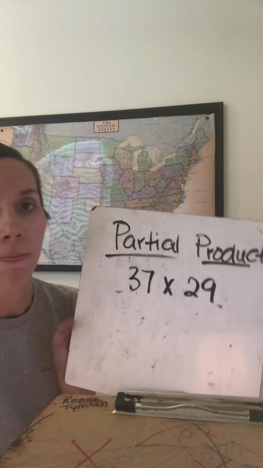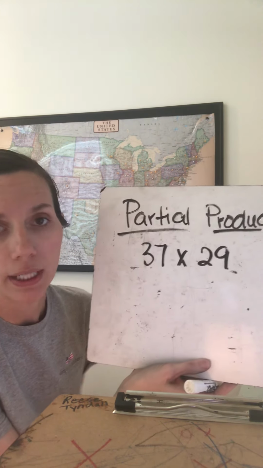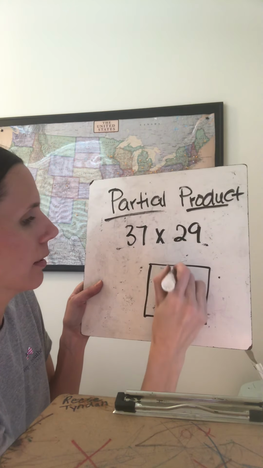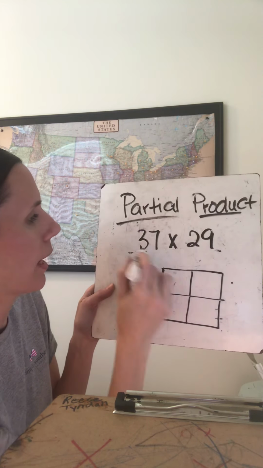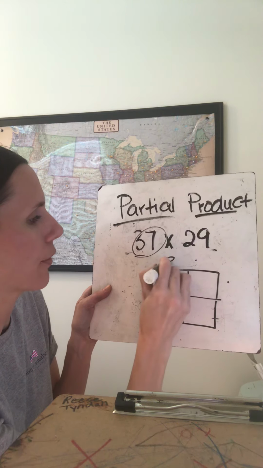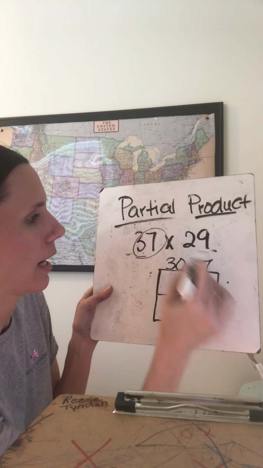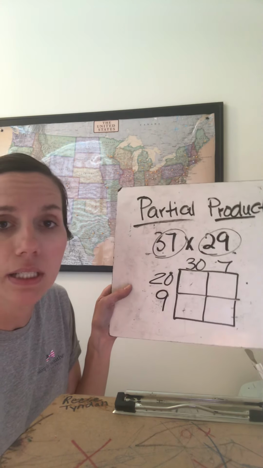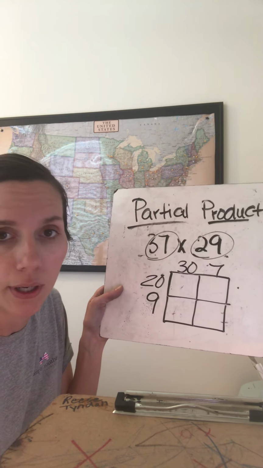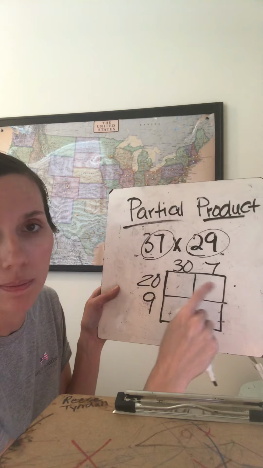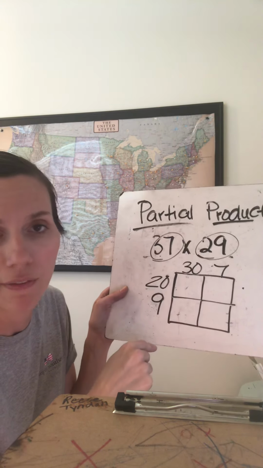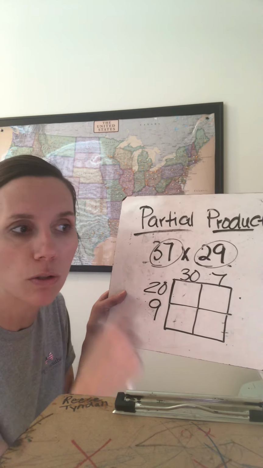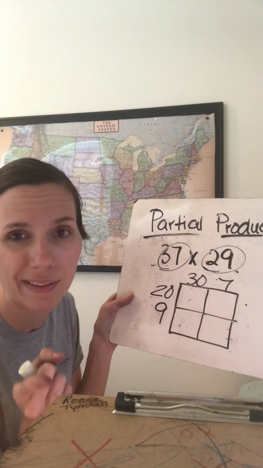Okay, so here we are. 37 times 29. And I'm going to set up my grid. And I'm going to break 37 into a 30 and a 7, and then 29 into a 20 and a 9. And remember, it does not matter what side of the grid you put it on. Maybe you put your 20 and your 9 up top. Maybe you put your 30 and your 7 over here. Our numbers may look a little bit different since you did it that way, but ultimately when we add them all up, we're going to get the same thing.